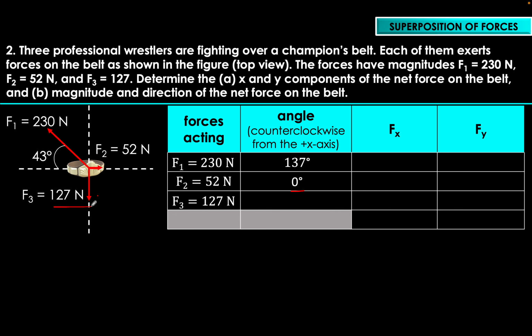Force number 3, it's 127 newtons. Okay, so how far is this from your positive x-axis? So this is 90 plus 90 plus 90. Then you have 270 degrees for the angle of your force vector 3.